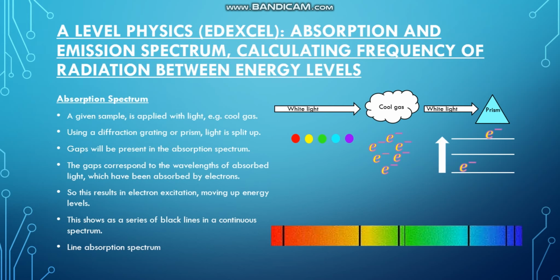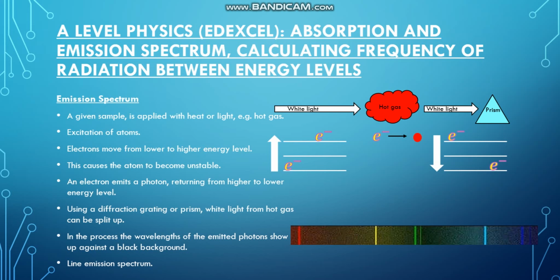So taking a look at the absorption spectrum, we have a given sample, for example cool gas, and this cool gas is applied with white light. Now using a diffraction grating or a prism, white light can be split up, and there will be gaps present in the absorption spectrum, and these gaps correspond to the wavelengths of light which have been absorbed by the electrons within the gas atom. So this results in electron excitation, meaning that electrons will actually move up energy levels, and this shows as a series of black lines in a continuous spectrum, and this is defined as a line absorption spectrum.